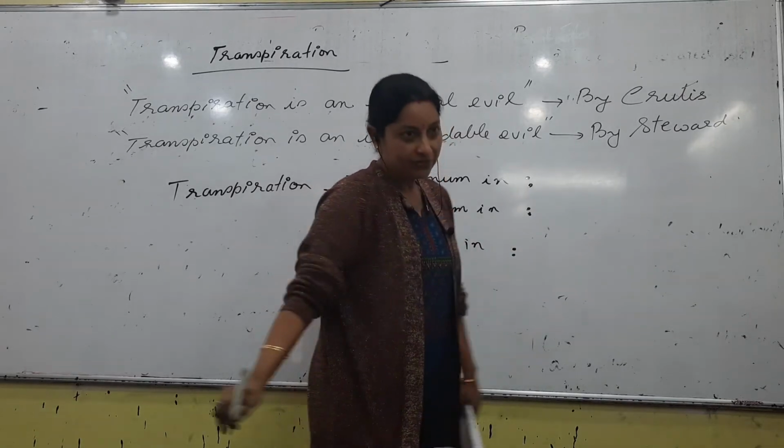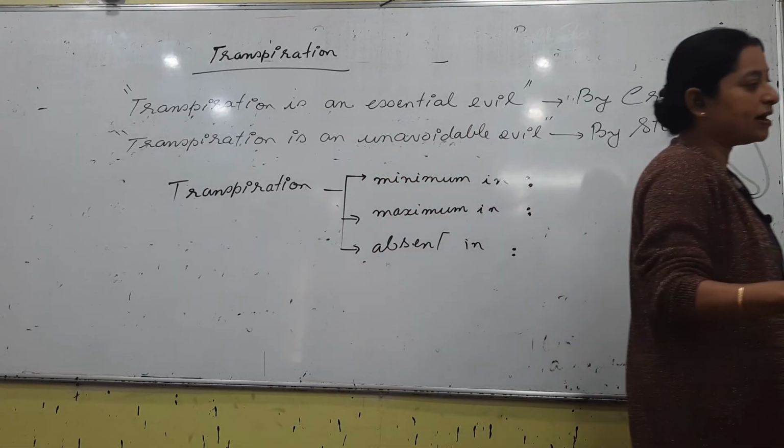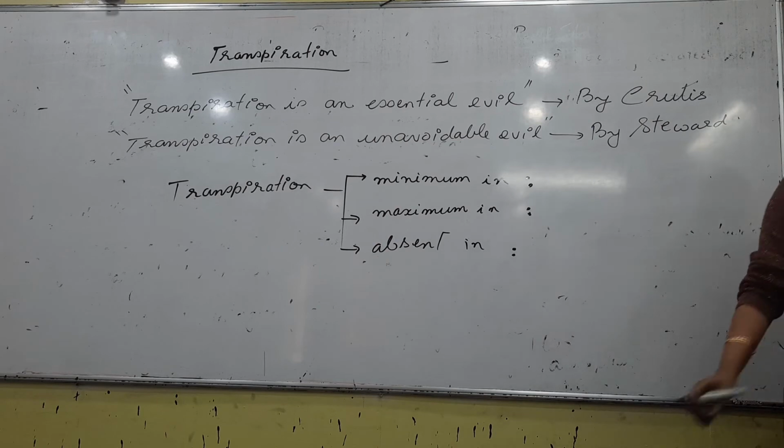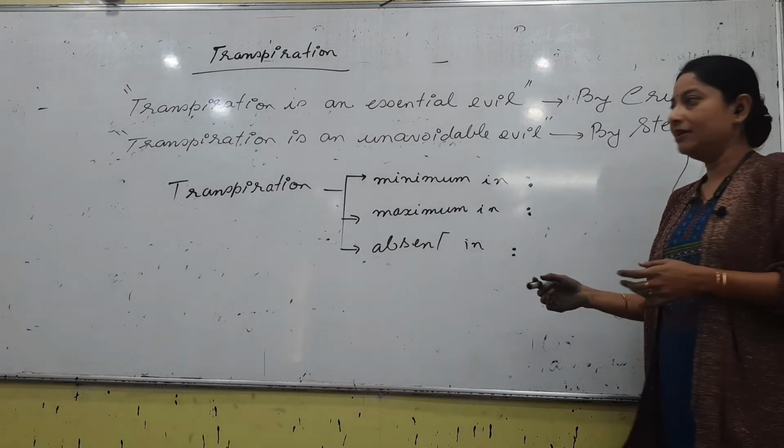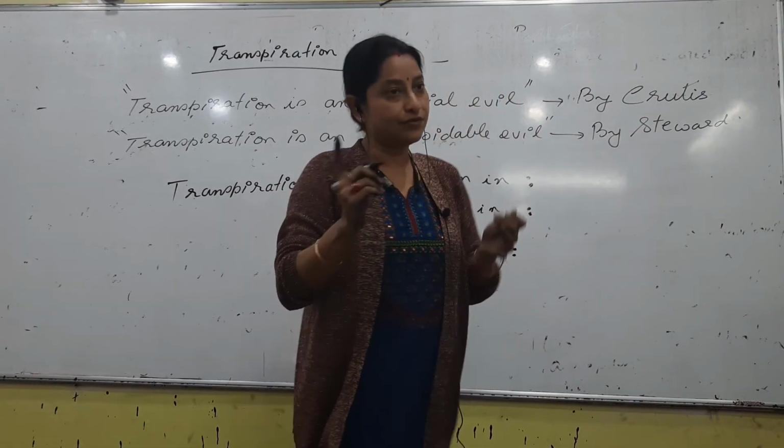Okay, transpiration is such an easy part. Questions related to transpiration have come. Transpiration is maximum seen in which plants? Transpiration is totally absent in which plants, or minimum in which plants? So what will the code be? Xerophyte, succulent xerophyte is the word.